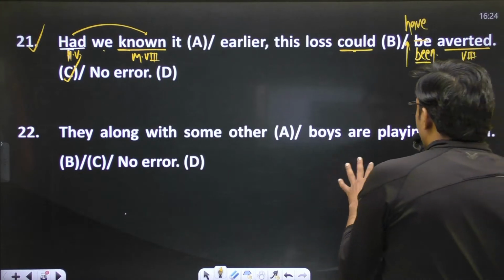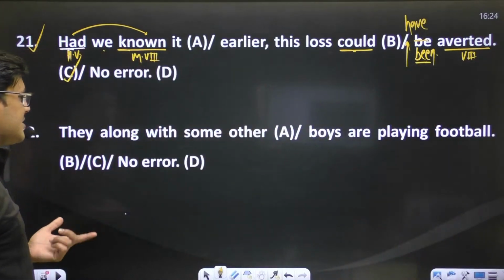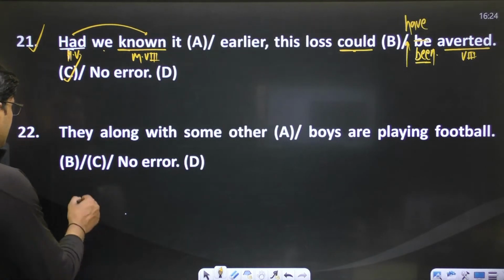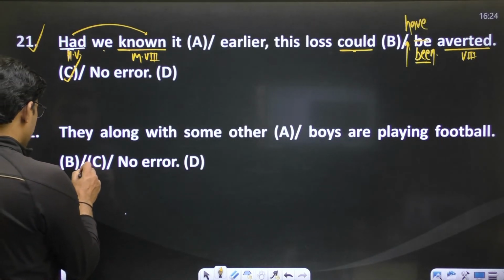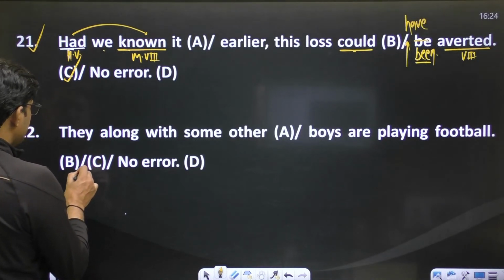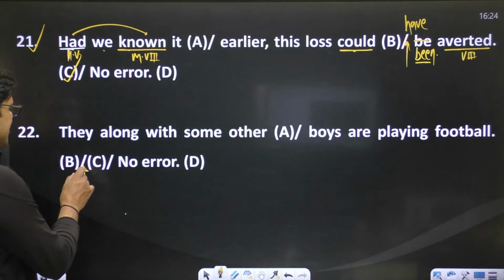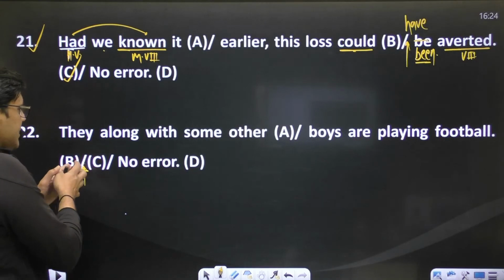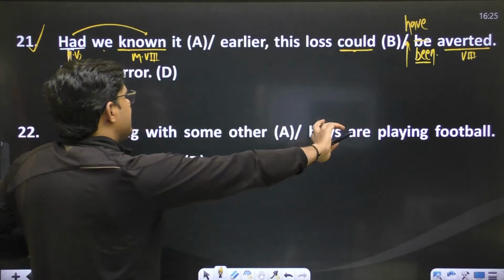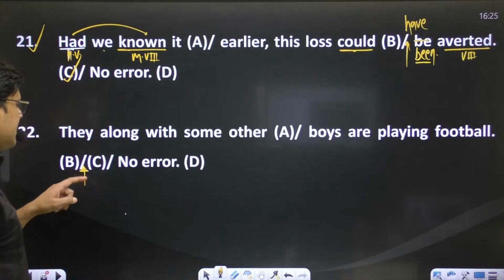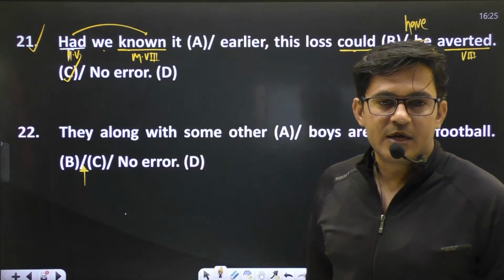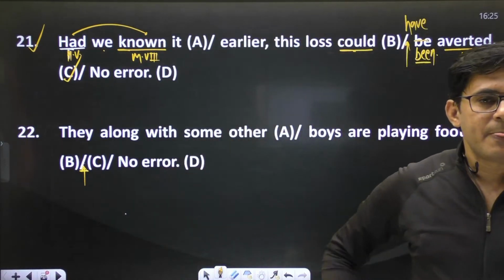They along with some other boys are playing football. We don't have any keyword, so the sentence is okay. In this sentence, something must be hidden, or you can say a typing mistake. There must be an identity in part C, and because of that identity you have to maintain the sentence. So in part C you don't have any identity. That's why you are not getting it.